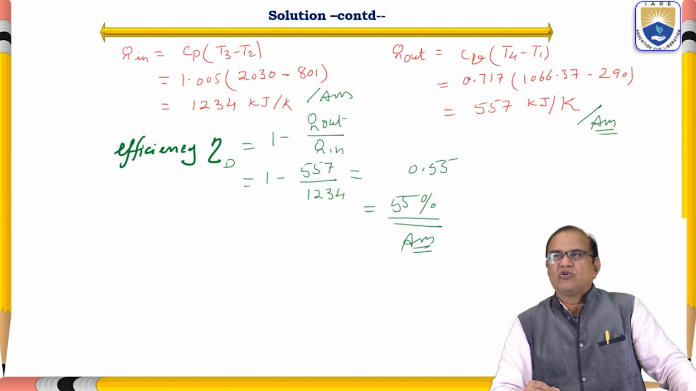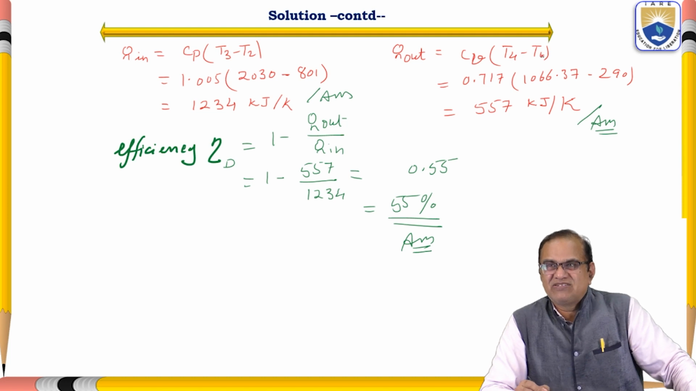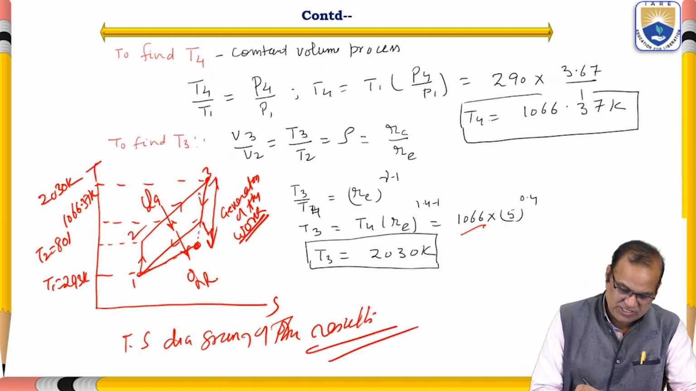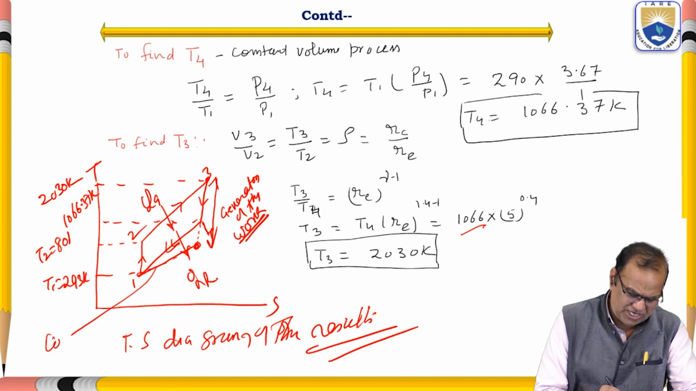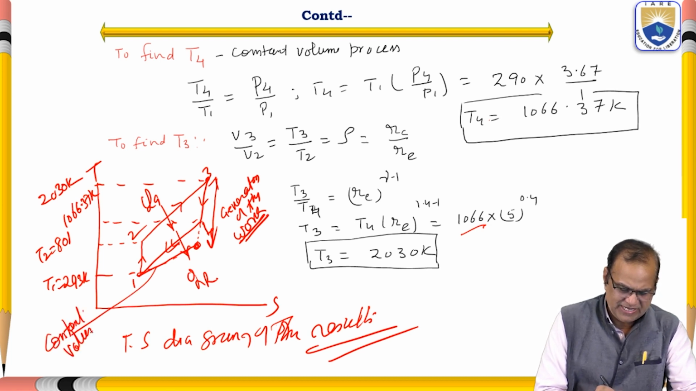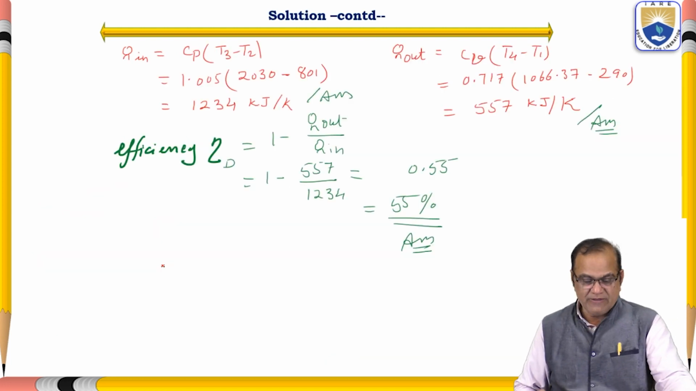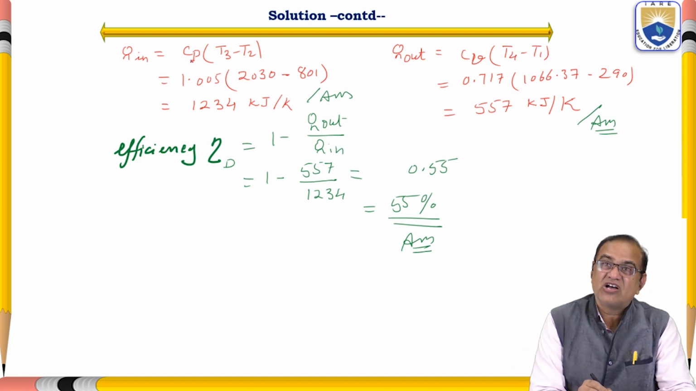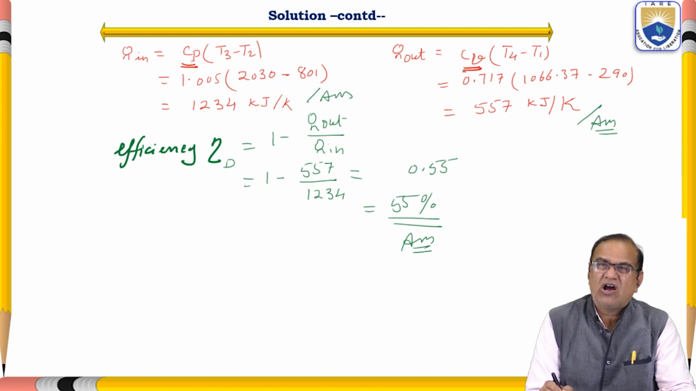Q out is equal to Cv times T4 minus T1. So Cv is equal to 0.717. Why are we taking the Cv? Because process 4-1 is at a constant volume. This heat rejection is in a constant volume process, so we use the Cv, not the Cp. And heat added is at the constant pressure process. So this is a constant pressure, and at rejection it is a constant volume.